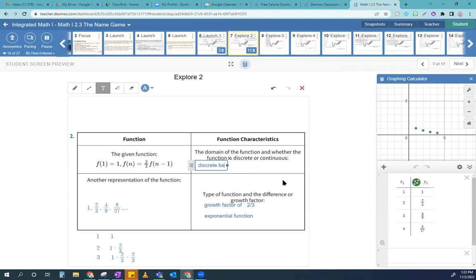Discrete because the points are not connected, which makes sense, right? Because when I was plugging in my table, I plugged in 1 and I plugged in 2. What number did I not plug in? I didn't plug in 1.5. Okay.